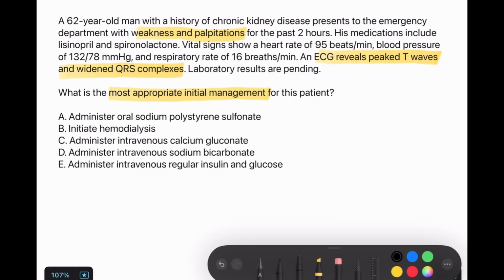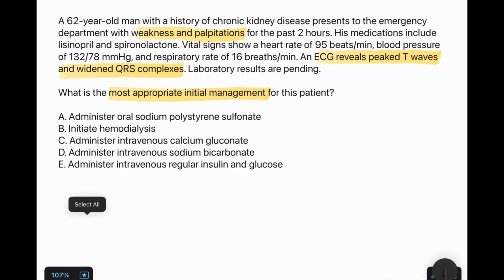And let's see the options. Administer oral sodium polystyrene sulfate. I don't even know what that is. Hemodialysis. There's no need to start hemodialysis here. Even though he has a history of chronic kidney disease, there's no need to start hemodialysis right now. And sodium bicarbonate, no.